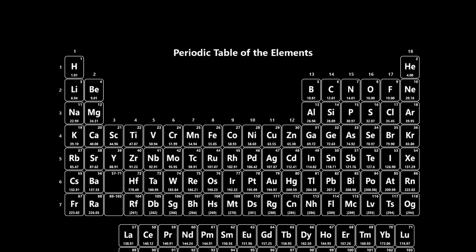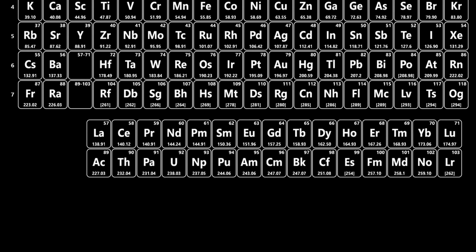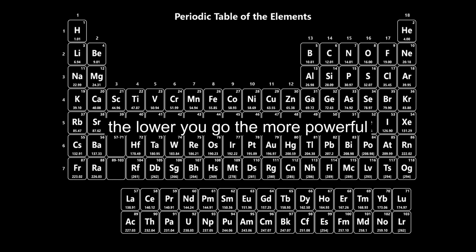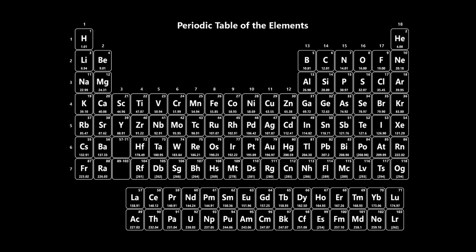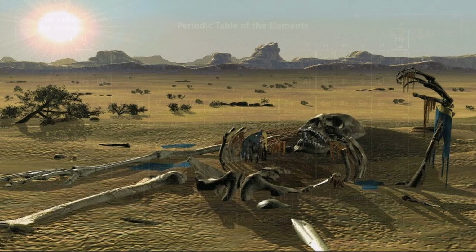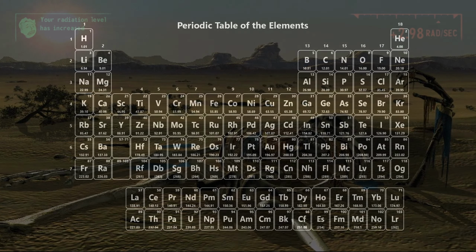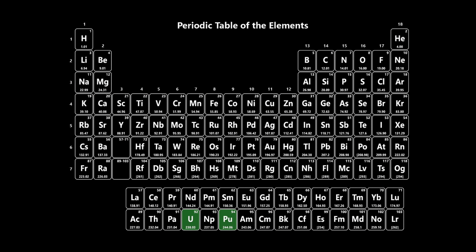The elements on the table get more and more protons the lower you go. Noting that the lower you go, the more powerful the element becomes, many of these elements become too powerful and are unstable. The instability is what causes radiation. Many of the well-known radioactive elements, such as uranium and plutonium, reside in this area of the table.